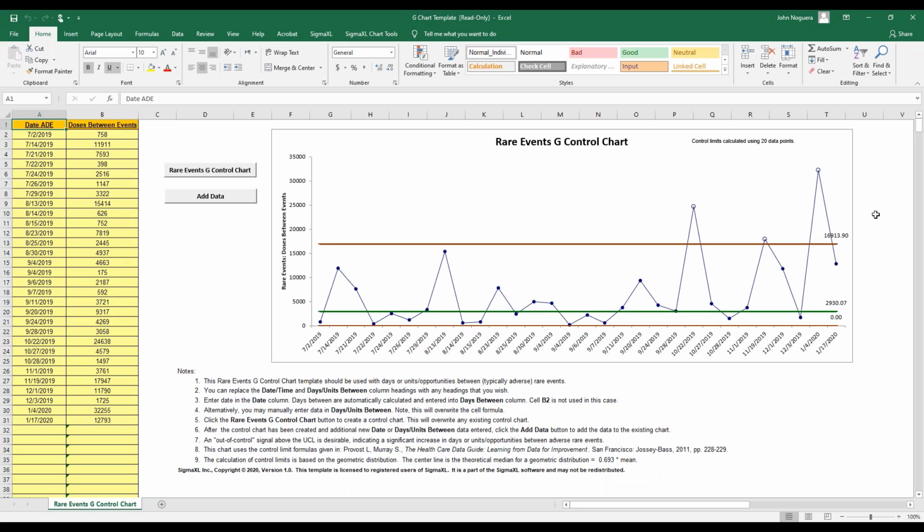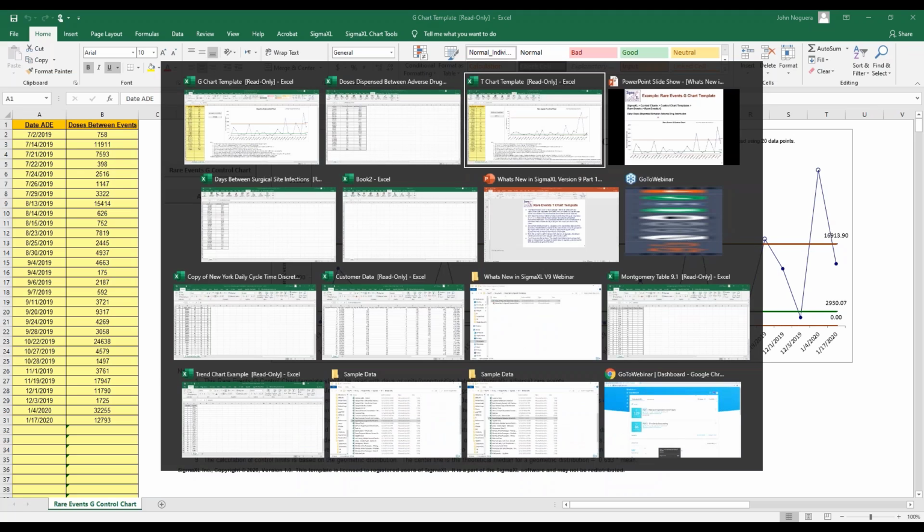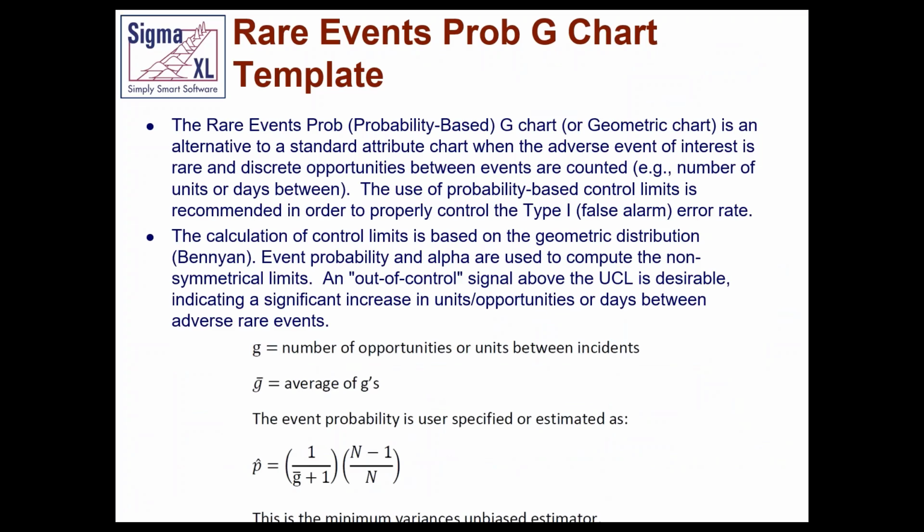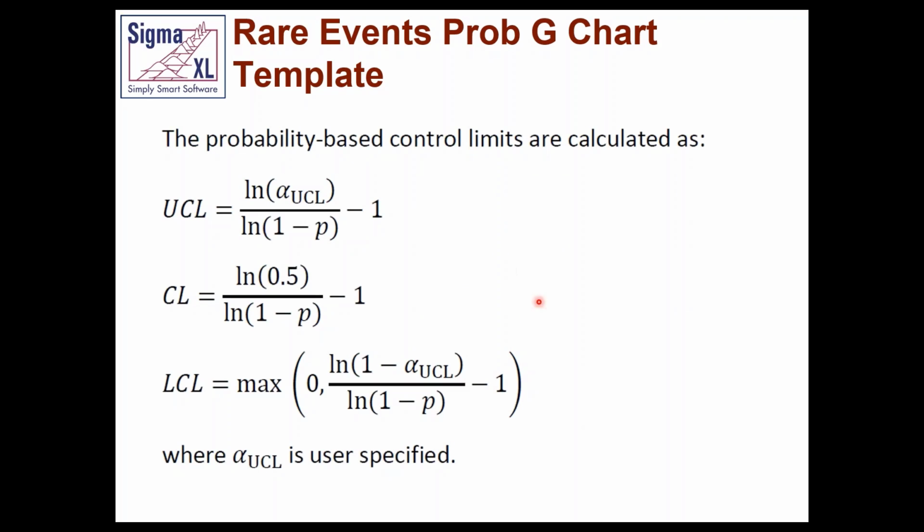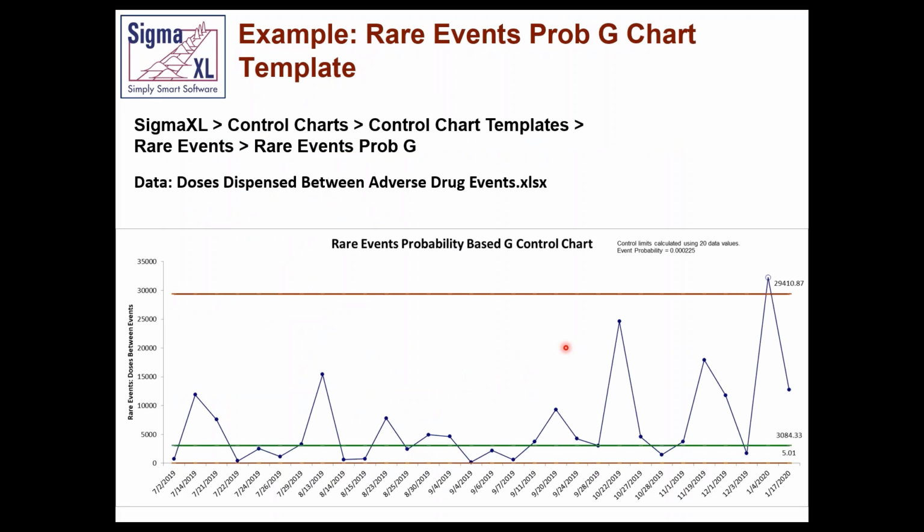Now, I mentioned that the G chart is an approximation. We have something called a probability-based G chart. And it's a little more theoretical, but again, the template takes care of the math. What the user has to do in this case is specify the type 1 false alarm error rate on the upper control limit. And the formulas are given here. I'm not going to get into the details, but basically you specify the alpha and it'll compute the control limits from that rather than using the Murray-Provost approximation formulas.